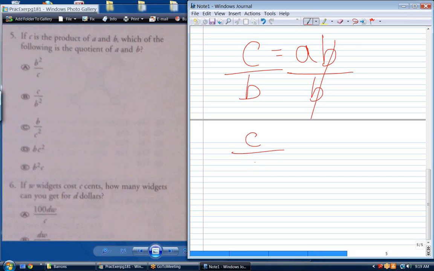So now we have C over B equals A. And notice, look at our answers. Every answer has a C and a B in it. Our answers are functions of B and C. So what do I need to do to get A over B? Let's divide both sides of the equation by B again. So there's your answer. A over B is equal to C over B squared.